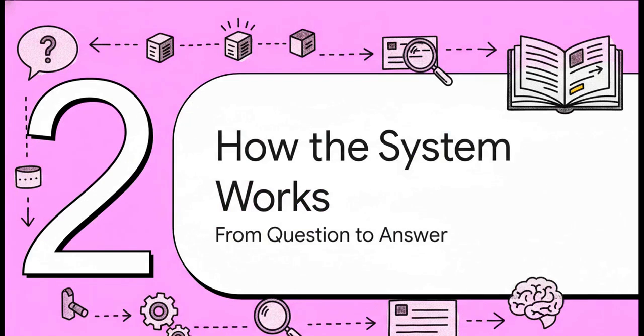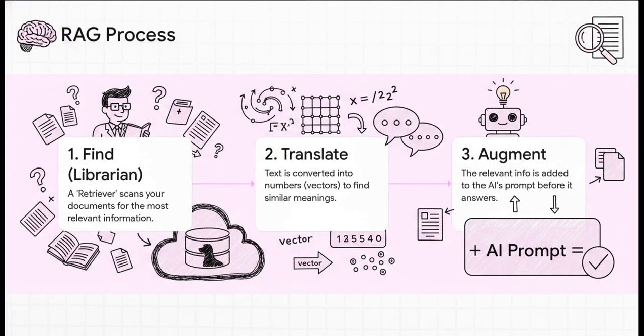Okay, so we know what RAG is, but how does it actually work? You know, what's happening under the hood that takes our question and magically finds the right page in that textbook? It really just boils down to these 3 steps. First, you ask a question. Immediately, a little component we'll call the librarian, its technical name is a retriever, scans all your documents to find the most relevant little bits of text. Second, to do that, it has to translate your words and documents into numbers. This is the magic part, and it uses something called vector embeddings. And finally, it grabs the info it found and stuffs it right into the AI's prompt.